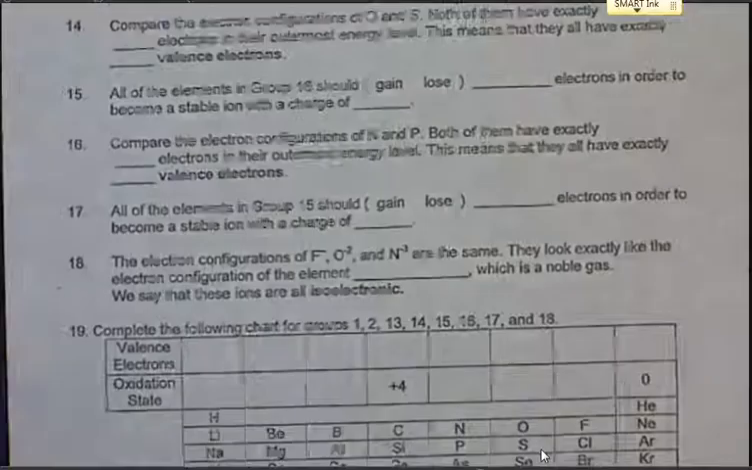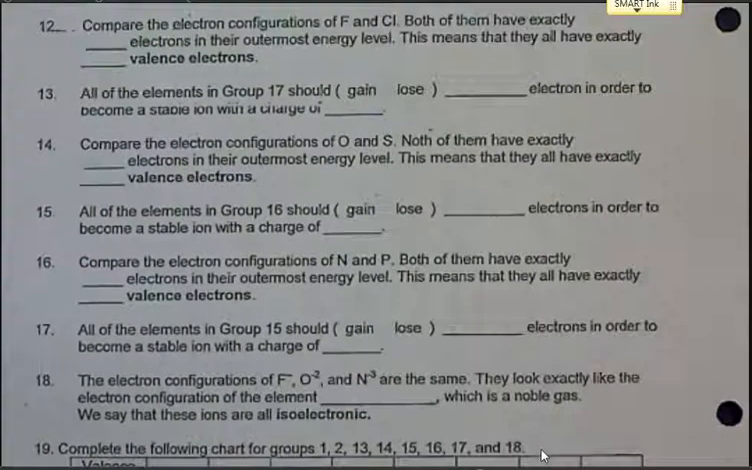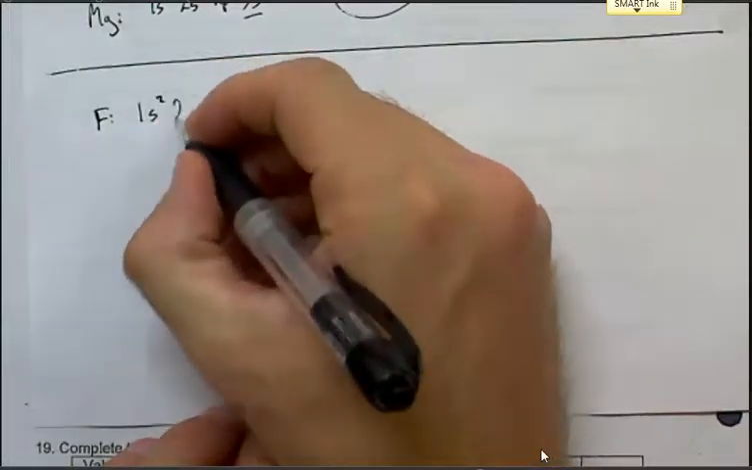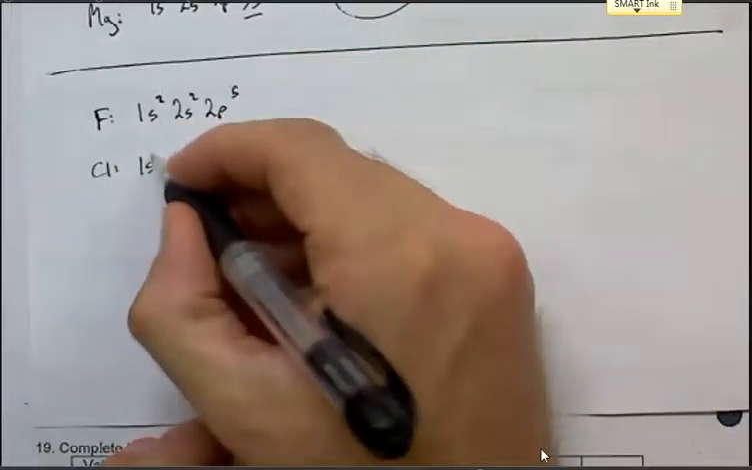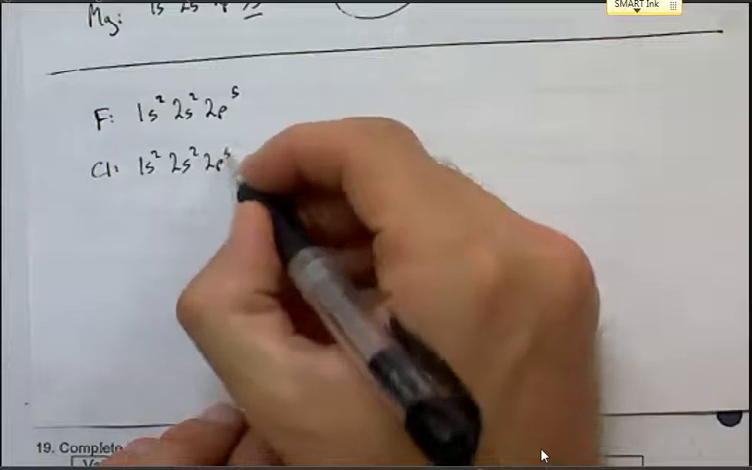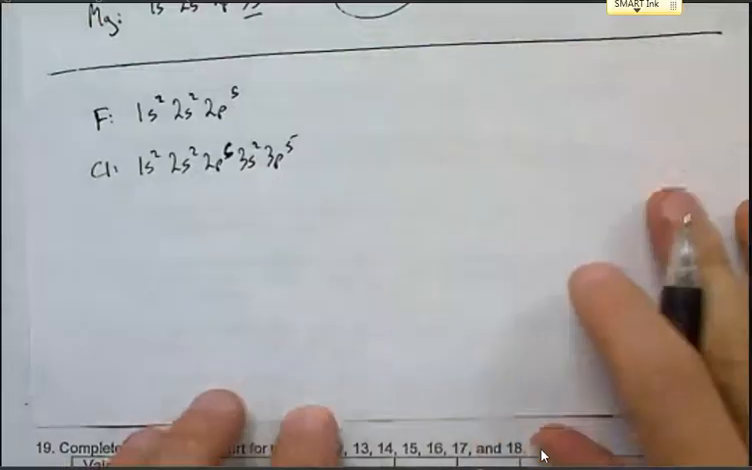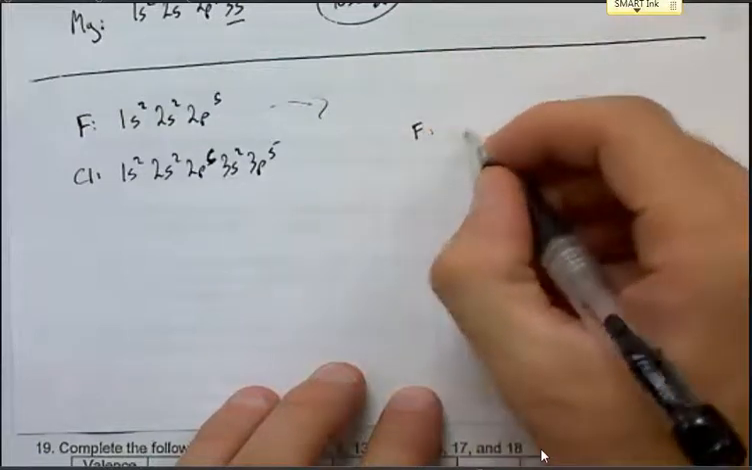So we flip over. We're going to compare the electron configurations of fluorine and chlorine. Okay, and we're going to go ahead and do this on this paper here. Okay, fluorine and chlorine. Here's fluorine, and it's going to look like 1s2, 2s2, 2p5. Here's chlorine, 1s2, 2s2, 2p6, 3s2, 3p5. And we're going to go ahead and draw out fluorine, what it looks like as a Bohr model. So fluorine has got 9 protons.